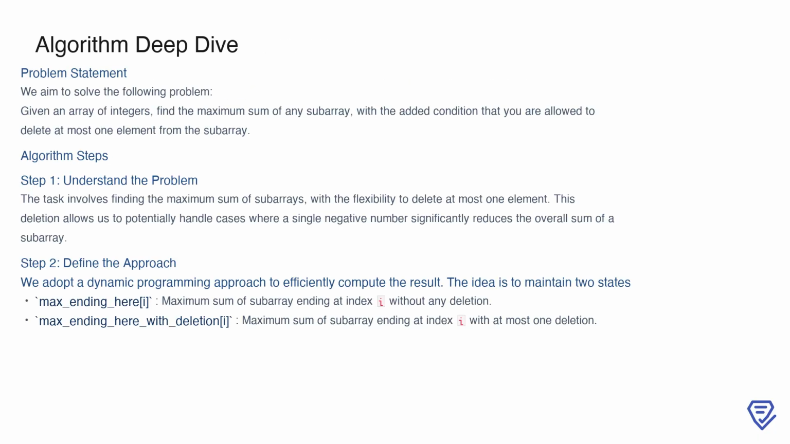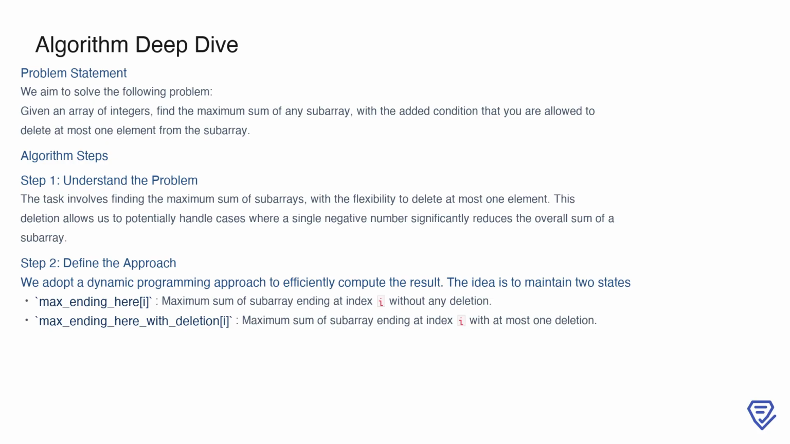In this problem, we are tasked with finding the maximum sum of any subarray, with the added flexibility of being allowed to delete at most one element from the subarray. This additional condition allows us to handle scenarios where a single negative value may drastically reduce the overall sum.